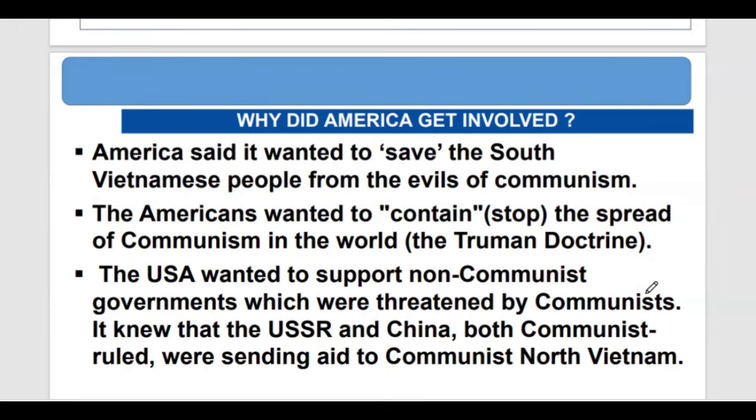So they were claiming that communism was evil, and people were supposed to be saved from it, which was based on the ideology of tensions between communism and capitalism back in Europe. Also, Americans wanted to apply the containment theory to stop the spread of communism in the world, which was based upon the Truman Doctrine, where Harry Truman was giving military and financial support to countries under threat of communism, so that they would strengthen their armies and be able to resist Russian and other communist invasion.